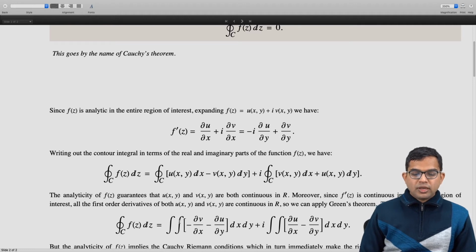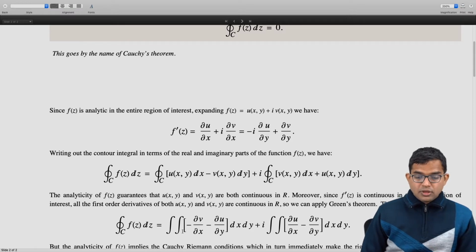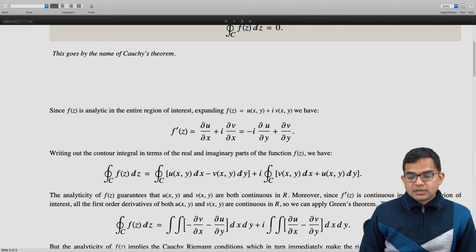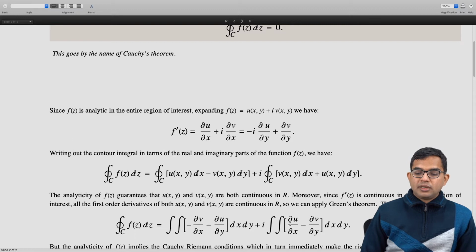Invoking Green's theorem, we see that each of these contour integrals on the right hand side above can be written as double integrals over the region of interest R. So the first of these becomes the double integral of minus ∂v/∂x minus ∂u/∂y dx dy. Then you have plus i times another double integral of ∂u/∂x minus ∂v/∂y dx dy.